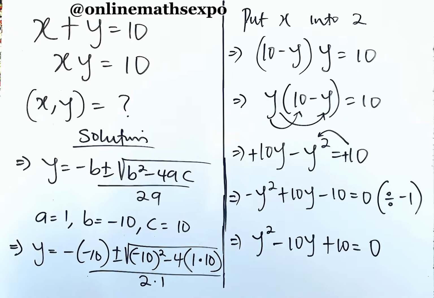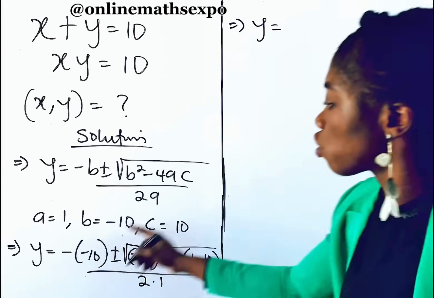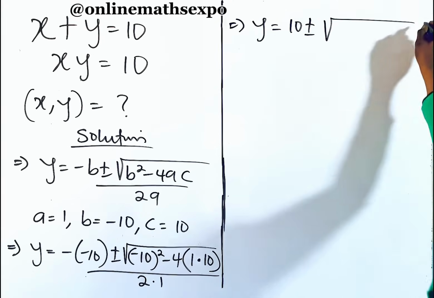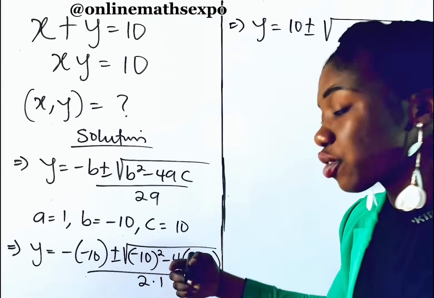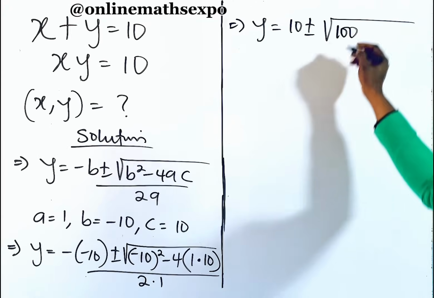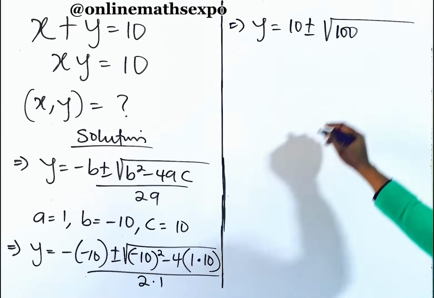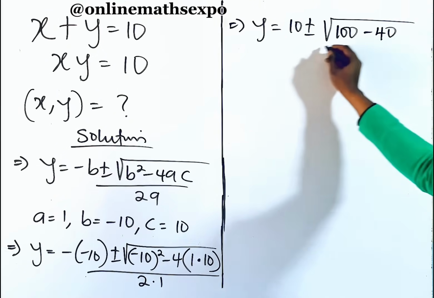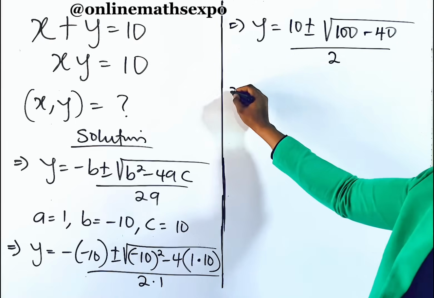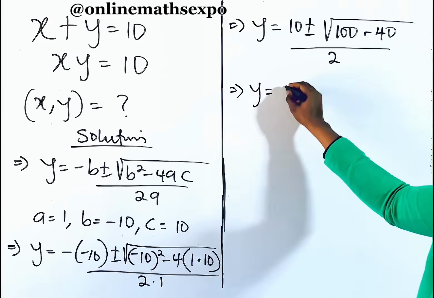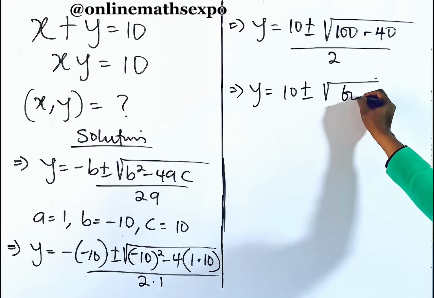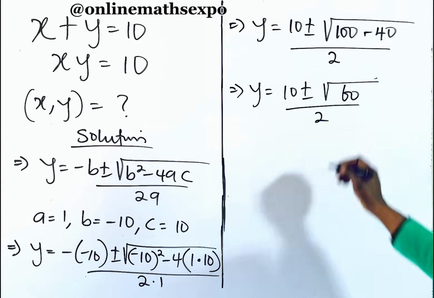Keep solving. We have y is equal to, this will give us positive 10 plus or minus the square root of negative 10 squared, which is negative 10 multiplied 2 times, and that will give us 100. If you multiply this, it gives us negative 40. It is divided by 2 times 1, which will give us 2. This gives us y is 10 plus or minus the square root. Subtract this, you have 60 divided by 2.